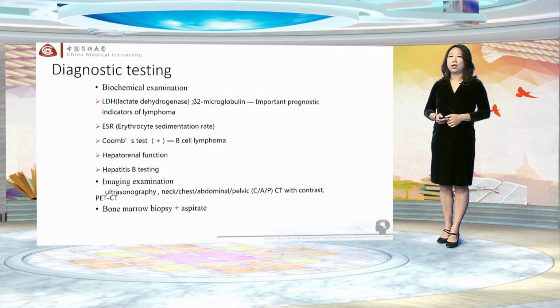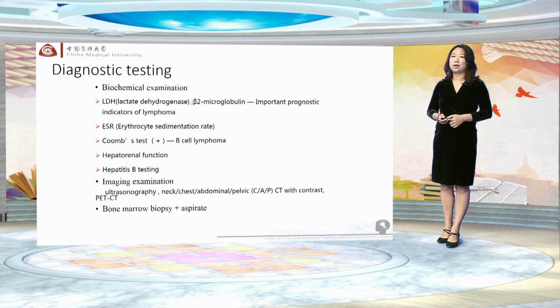Next, biochemical examination is necessary to evaluate the status of the disease, especially before chemotherapy. LDH and beta-2 microglobulin are two very important prognostic indicators of lymphoma. ESR should also be done. Coombs test: if the result is positive, it usually indicates hemolysis in B-cell lymphoma. Thus, glucocorticoid should be used.